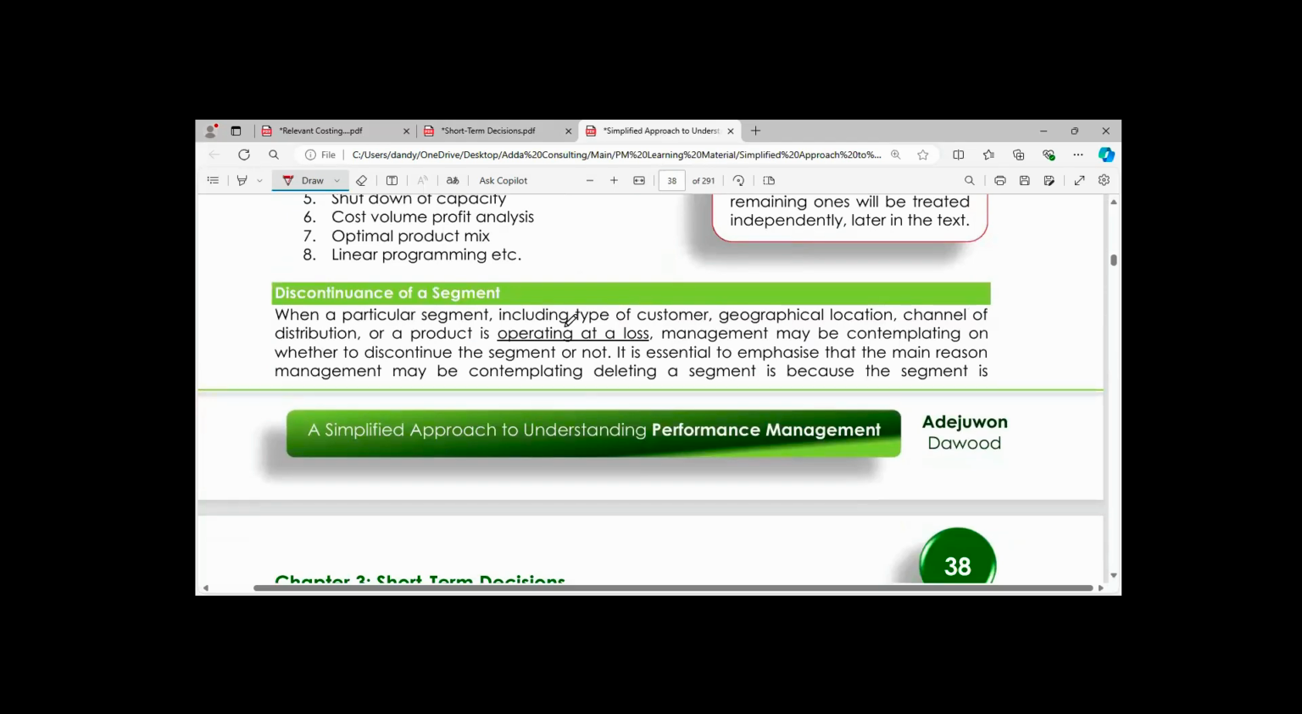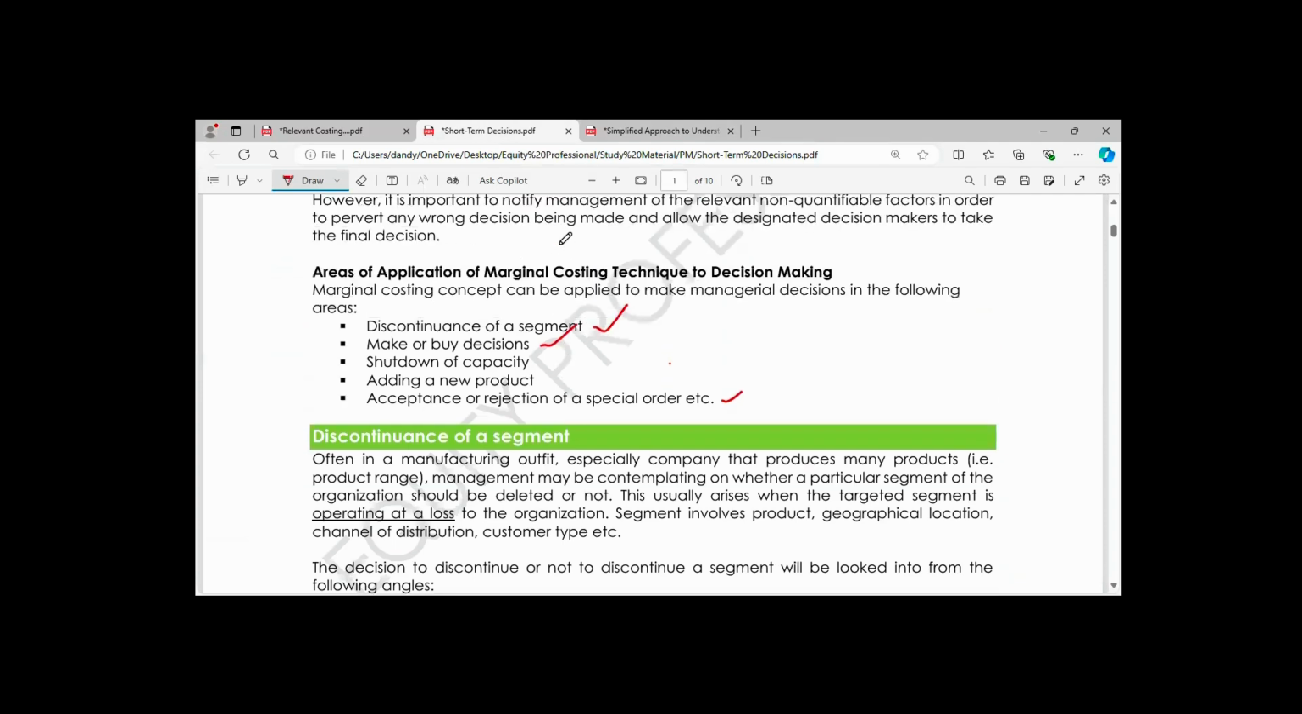You see, let me use, say for example, I want you to drive it home. Say a company has a product range: product A, product B, then product C. Say the operating performance of the company. When you say operating performance, it simply means profit or loss. Okay?